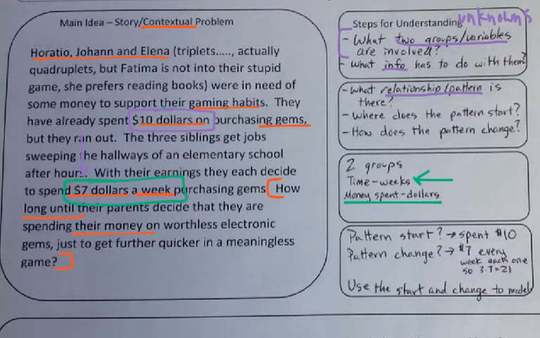So once we've got those two groups, then we look for that relationship. Well, we know that they are able to spend more money after they earn some every week. So there's a relationship. That's $7 per week. That's kind of that pattern, that relationship right there. Next we look at, where does the pattern start? We want to know where things are starting. So we're talking about how much money they'll spend or are spending, and we should see that they've already spent $10. That's the start. They've spent that $10.